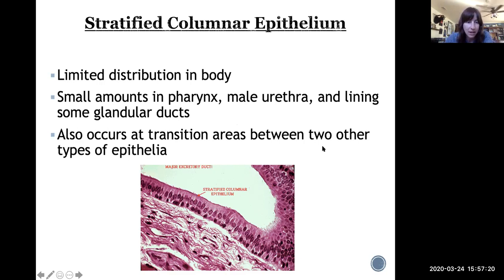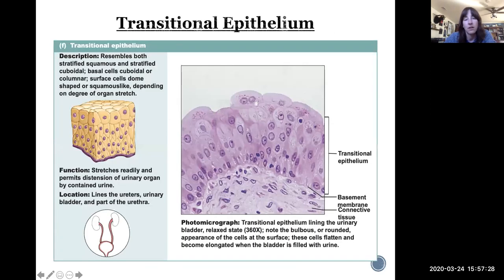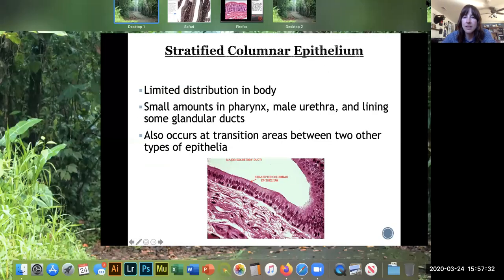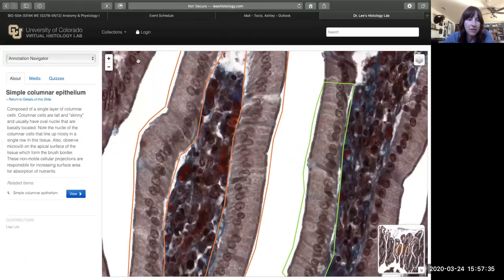So let's see, it also occurs in transition areas between two other types of epithelia. Oh, don't worry about that. Let's see if we can find some examples of stratified columnar. Urethra, excretory ducts, esophageal, mixed membrane, conjunctiva of the eye. Let's see if we can find some.